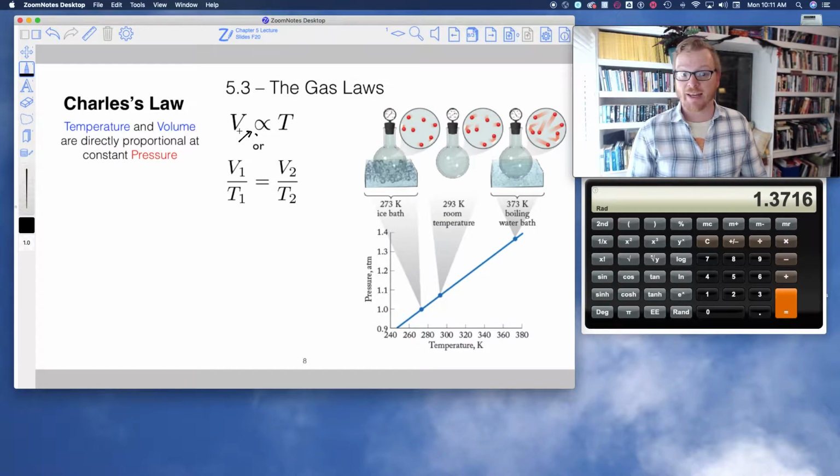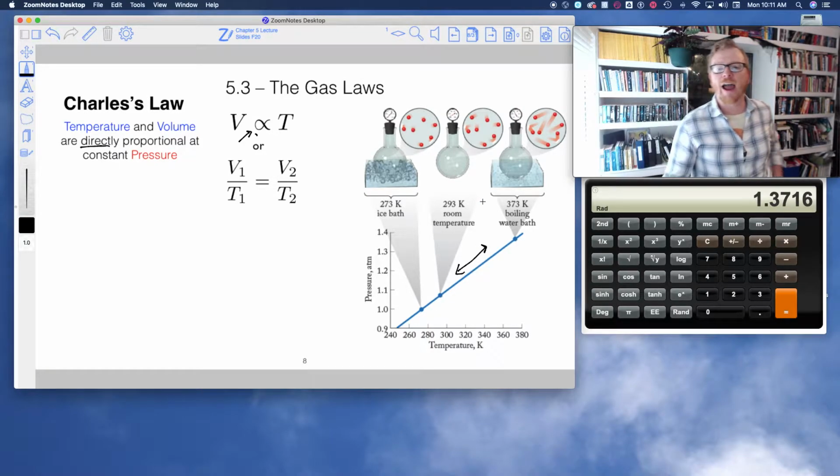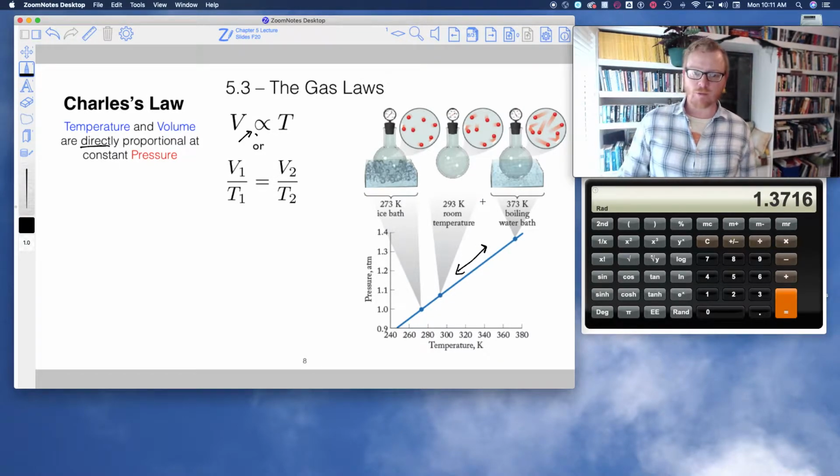And again, I could also make an algebraic relationship out of this: V1 divided by T1 equals V2 divided by T2. Because they are directly proportional, a graph of volume versus temperature is just going to be a straight, positive, increasing line. So if I have a sample of a gas and I increase the temperature, then its volume will increase.